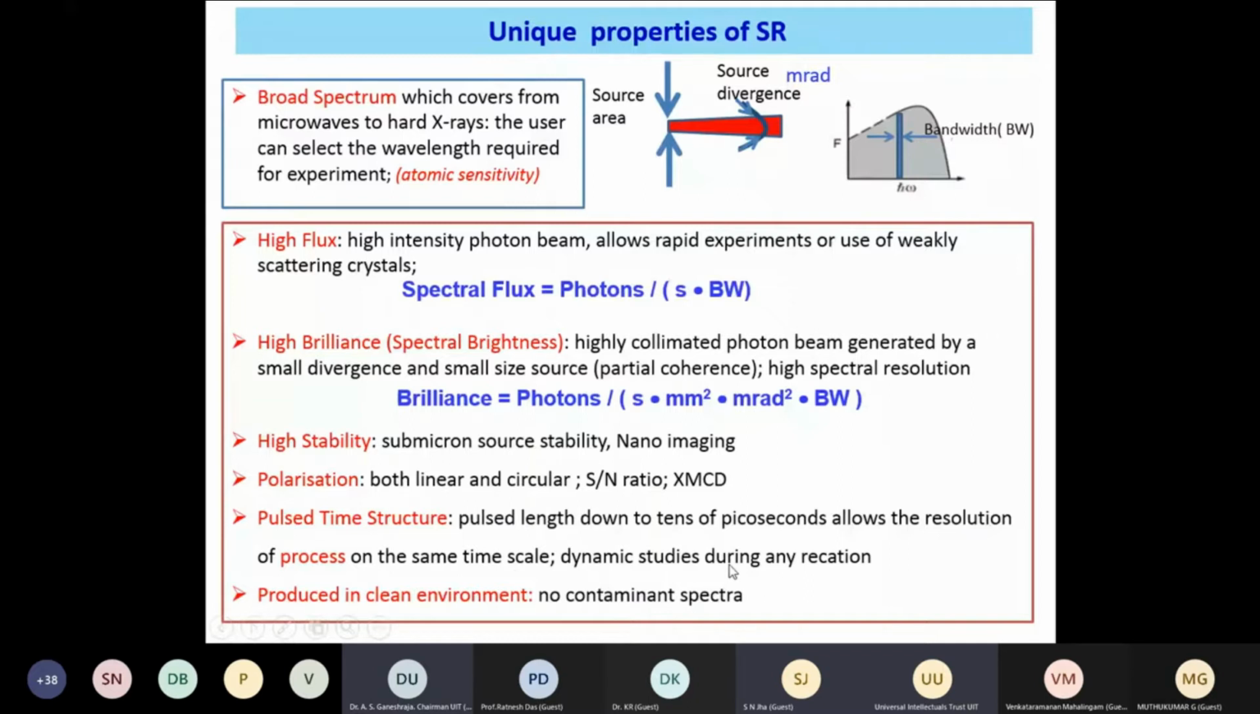Another important quality is that it is produced in a clean environment, so there are no contaminant spectra. The electrons are accelerated and circulate in an ultra high vacuum chamber, which is maintained at 10 to the power minus 10 millibar. So there is no impurity element it can interact with to give rise to impurity lines, like in copper K alpha XRD, where you also get copper K beta. So this is another important property.